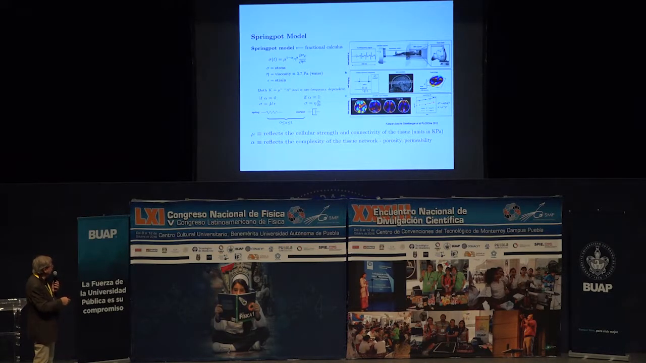Notice what the model says. If alpha is equal to 0, this corresponds to a spring of constant mu. And if alpha is equal to 1, it corresponds to a dashpot with viscosity eta. So for the rest of the talk, remember, mu is the elasticity, and alpha reflects the porosity or the permeability of the material.